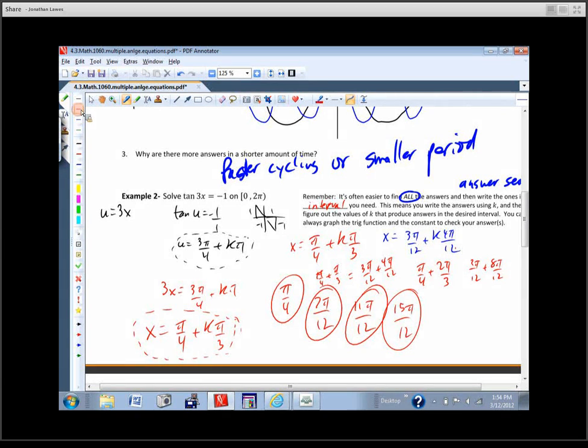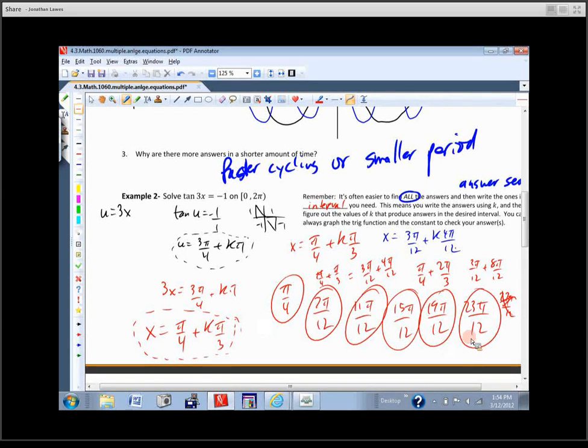Okay, let's keep going. So if we just keep adding 4, this is going to be 19 pi twelfths. This is going to be 23 pi twelfths. And the next one's going to be 27 pi twelfths, right? 27 pi twelfths. What's wrong with that? It's bigger than 2 pi. Okay, 24 pi twelfths would be 2 pi, so we're not going to include that one. So we get those 6 answers there.